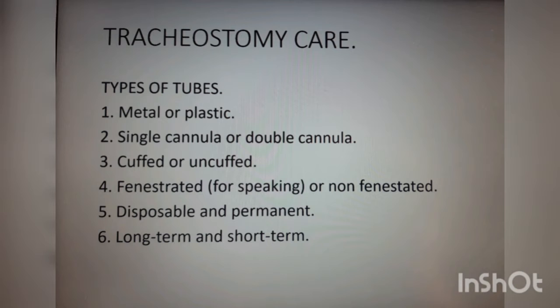Now we'll see the types of tube. First, metal or plastic. Second, single cannula or double cannula. Third, cuffed and uncuffed. Fourth, fenestrated for speaking and non-fenestrated. Fifth, disposable and permanent. Sixth, long-term and short-term.